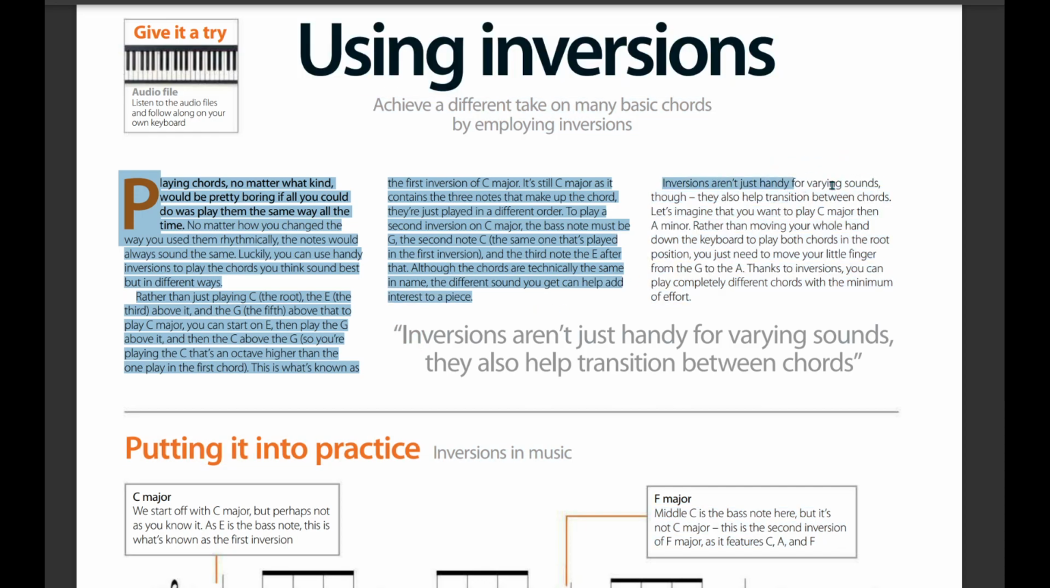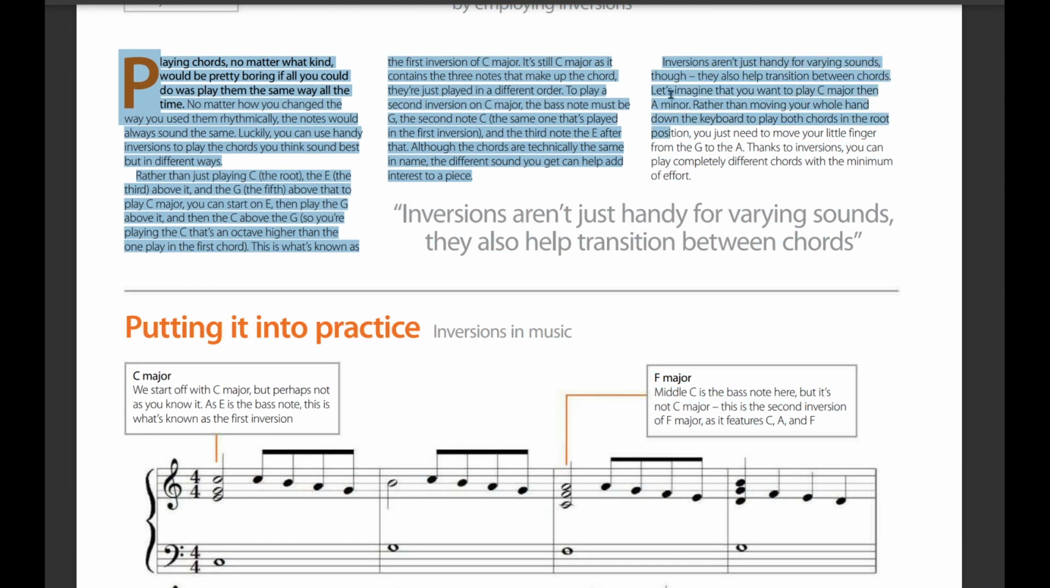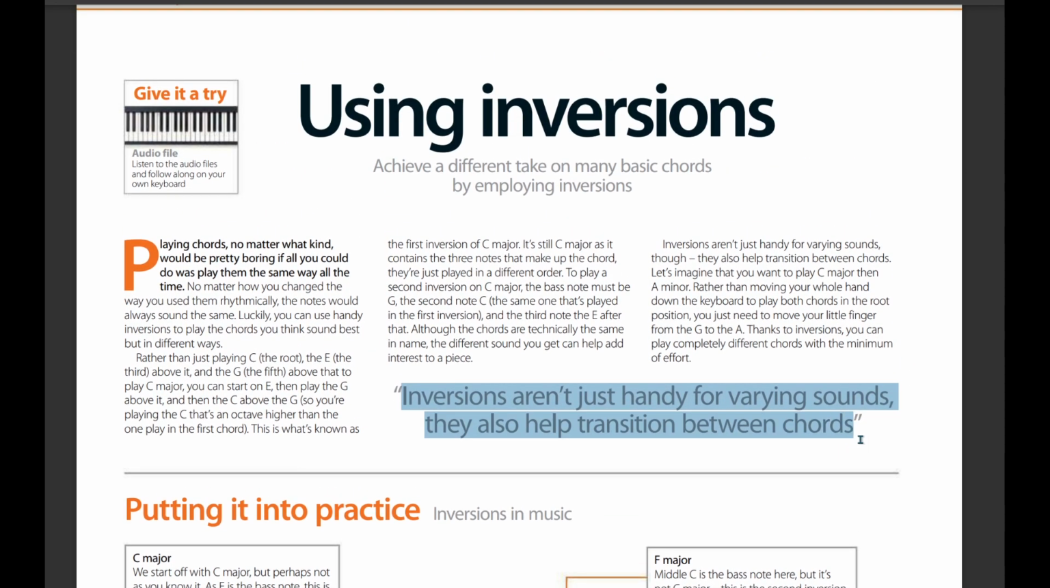Inversions aren't just handy for varying sounds though. They also help you transition between different chords. Let's imagine you want to play a C major then an A minor. Rather than moving your whole hand down the keyboard to play both chords, you just need to move your little finger from G to the A. Thanks to inversions, you can play completely different chords with the minimum of effort.